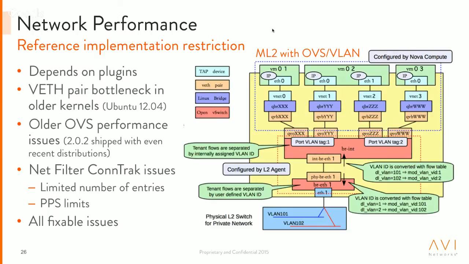This is about 2 years ago when we were looking at it. Initially, we had the V8 pair bottleneck in older kernels, which was basically the main bottleneck with respect to packets per second. And that went away after 12.04; the newer kernels didn't have it. Then you have the OVS performance issues that caused pretty low throughput, low packets per second. Then finally, that one got better in the later versions. And then we have netfilter conntrack issues.